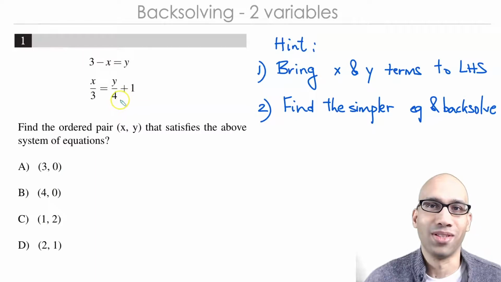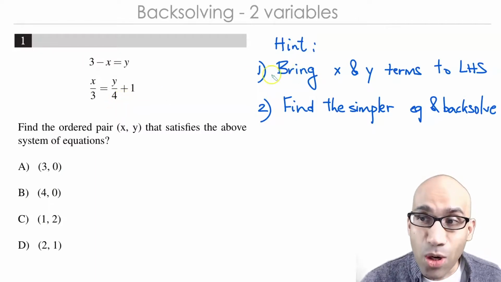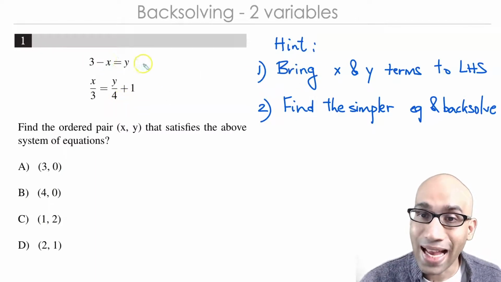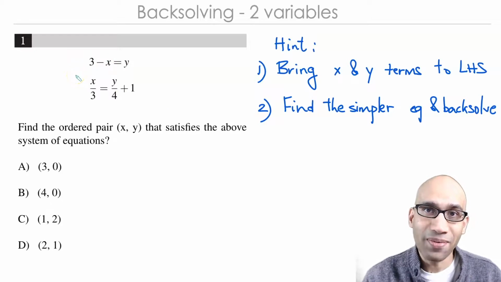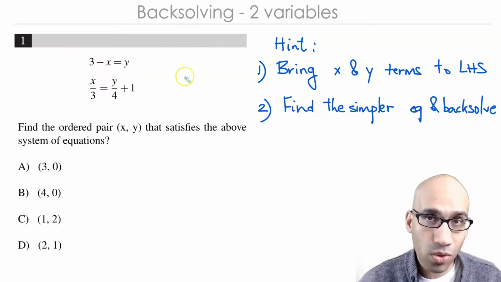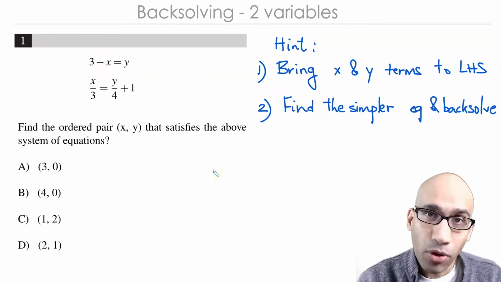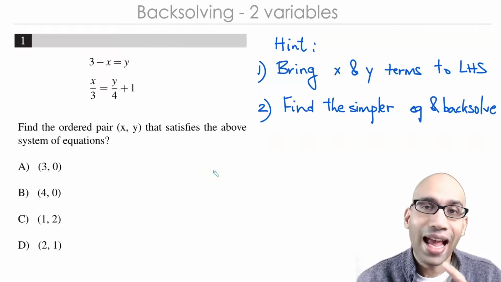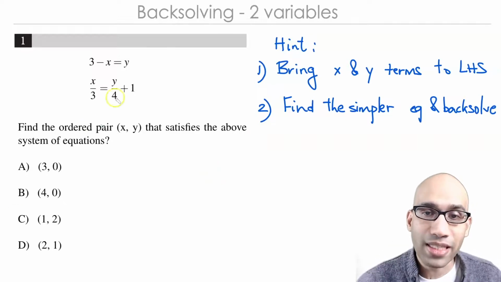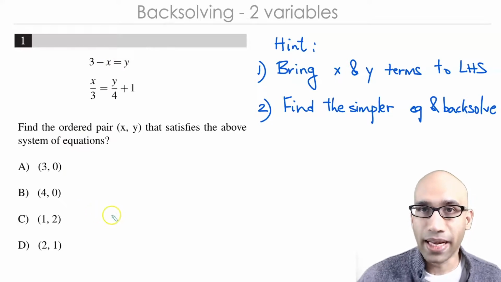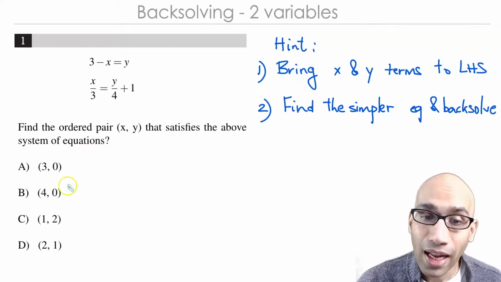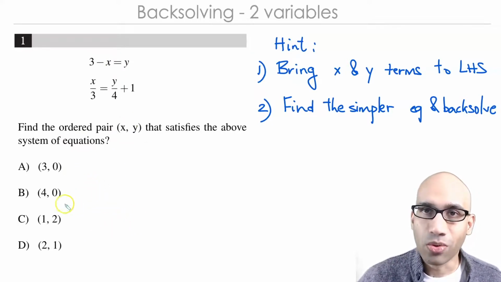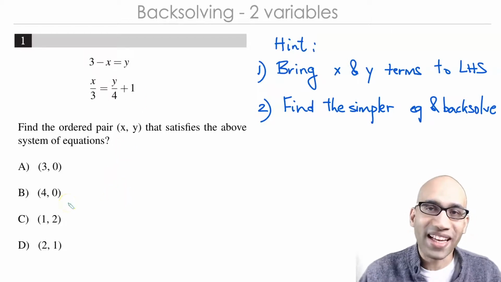Now use this advanced back solving hack to solve and find out the answer for this slightly complicated system of equations. Note the hint over here. You first bring the x and y terms to the left-hand side and the number to the right-hand side. Then find the simpler equation of these two and substitute all of these choices inside to quickly eliminate some of the choices. And then again, substitute the remaining choices inside the harder one. I'll wait here for a few seconds to see how you do.